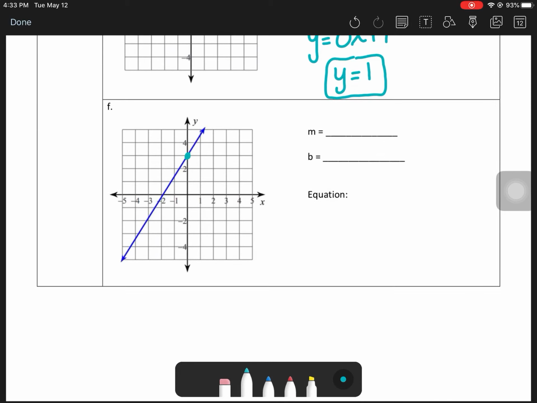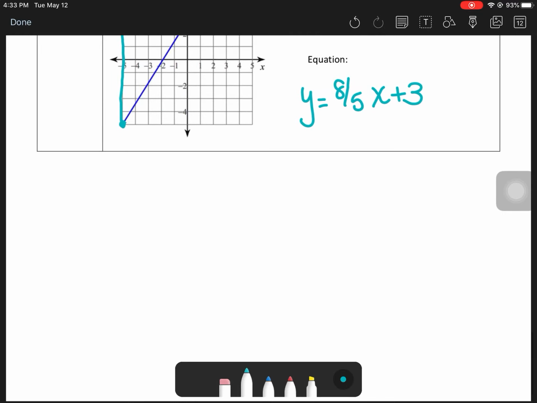In our last example, our y-intercept is at 3. And then this one I couldn't find where it was crossing, so I'm going to start right down here. And I'm going to go all the way up and over to find my slope. I went up 8 boxes and over 5 boxes. So y equals 8 over 5x plus 3, and that would be the equation of my line.